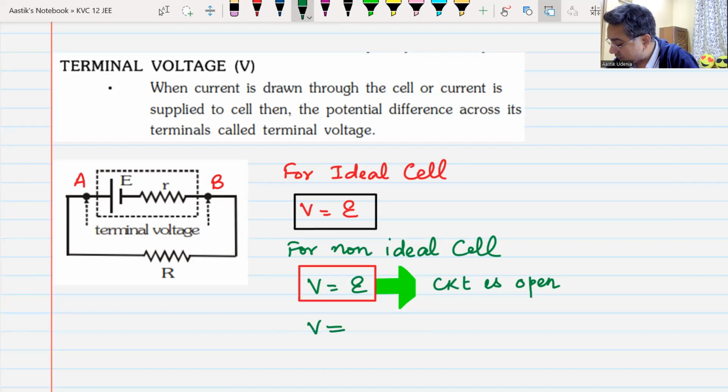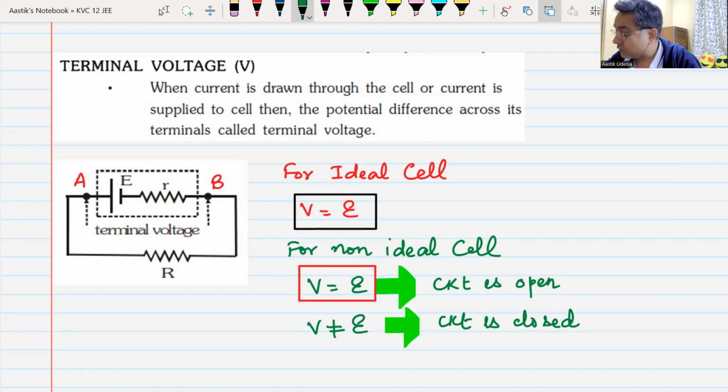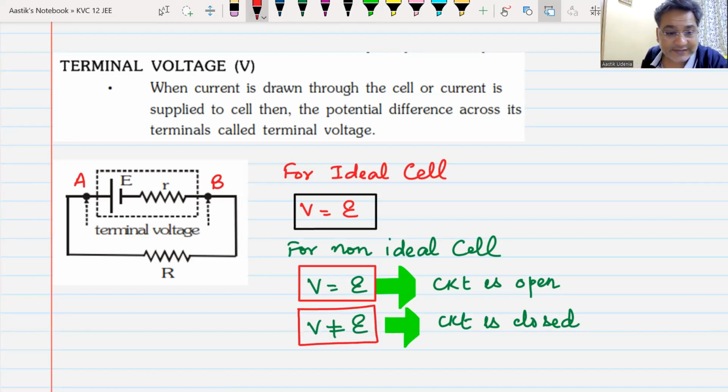V will not be equal to E when the circuit is closed. When the circuit is closed, it will not be equal to E. It can be more than E, it can be less than E. And we will see both of the cases now.